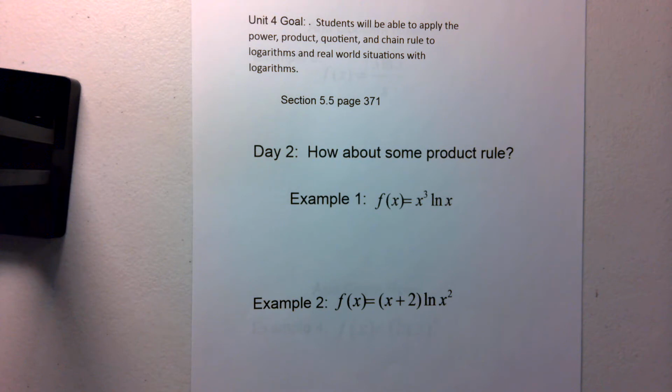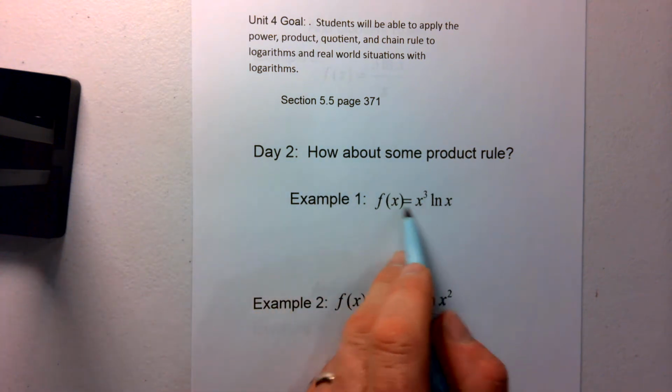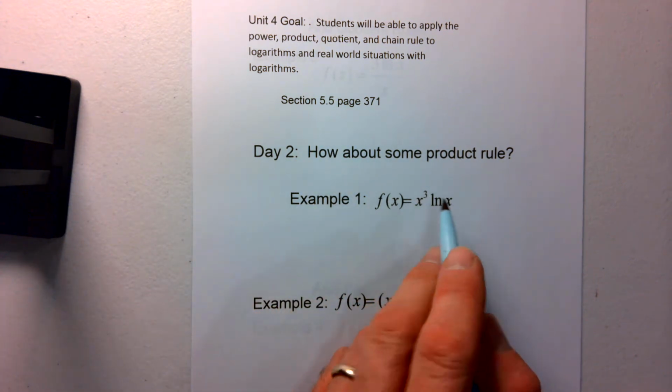Today we're looking at the natural log again, that derivative, but we're going to now embed it within some product, some quotient, some chain. Of course we can. Why not? It'll be fun. We'll enjoy it. So f of x equals x to the third times the natural log of x.